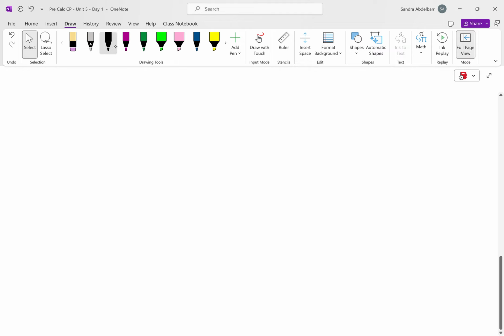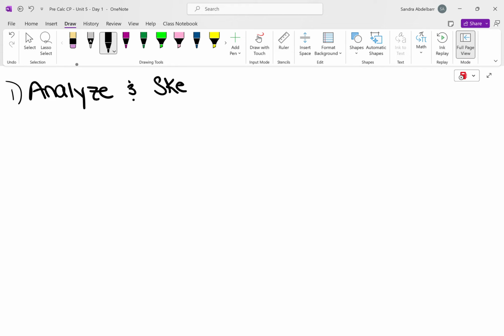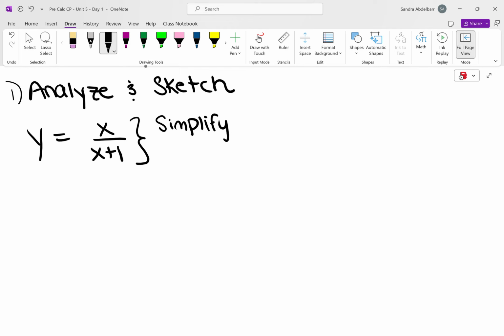So let's do some problems. First one. I'm going to ask us to analyze and sketch. And we are going to have y is equal to x over x plus 1. The first thing we're going to do when we have a rational function is look at it and ask ourselves, is it possible to simplify? So we're going to say simplify if possible.